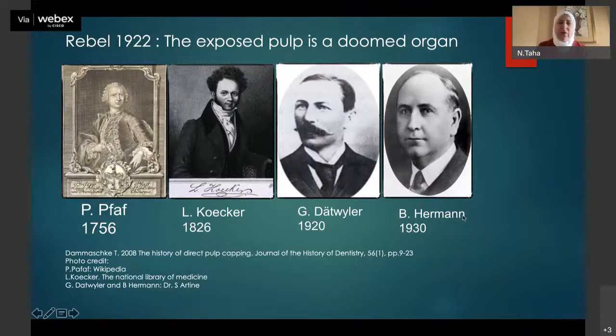However, there has still been resistance to vital pulp therapy procedures, and Rebel in 1920 made his famous statement that the exposed pulp is a doomed organ. Once you expose the pulp, it is dead, and you have to extirpate it and initiate root canal therapy, and there is no hope for vital pulp therapy. This actually has been reversed completely during the last 1 decade.